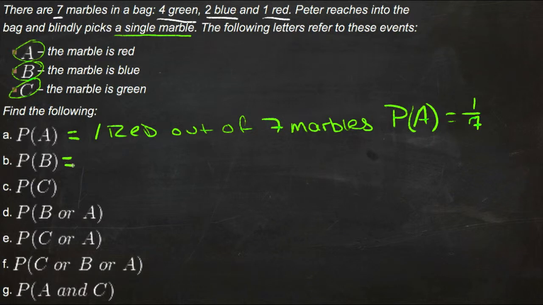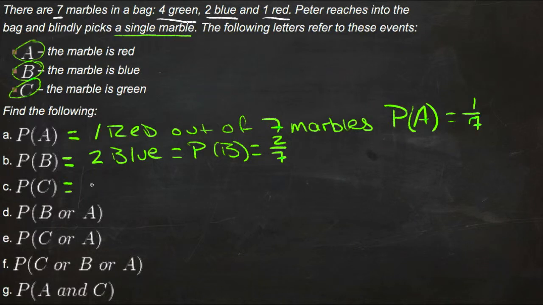Now the probability of B, the probability of just picking out a blue marble out of the bag, well, there's 2 blue marbles. So the probability of B is 2 out of 7. Now the probability of C, what are his chances of getting a green marble? Well, there's 4 green marbles, so his chances are going to be highest of getting a green one, obviously. So the probability of green, of C, is going to be 4 out of 7, 4/7.